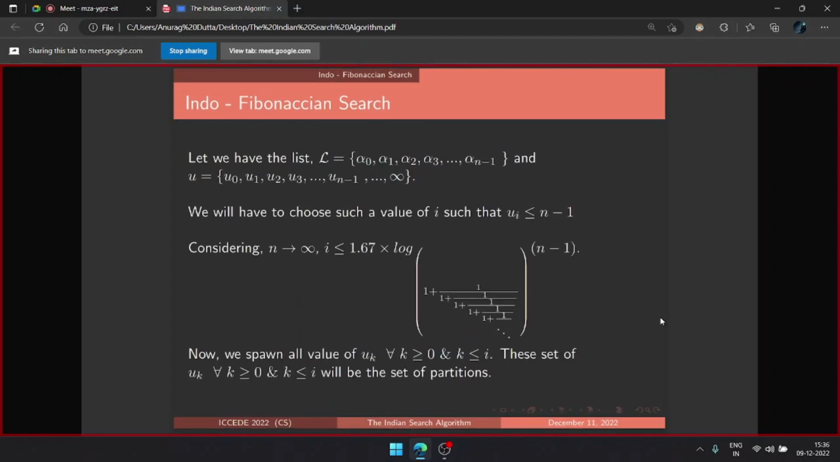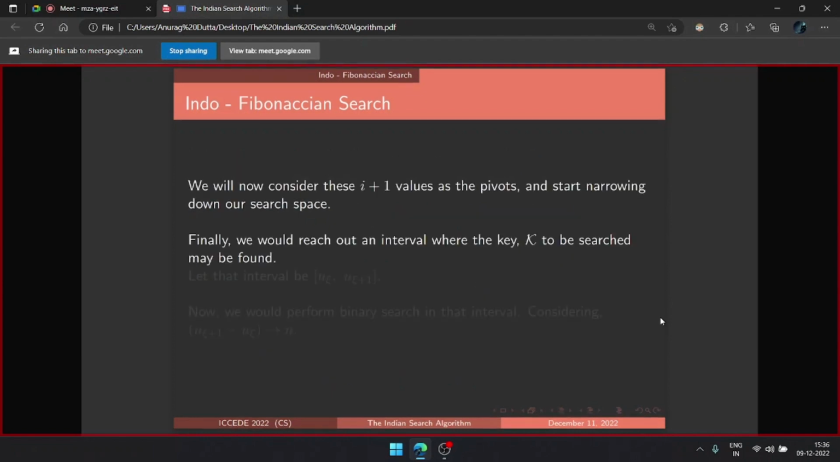And now let we have again the same kind of scenario. In this case, if we consider n tending to infinite, we could say that i would be less than or equal to 1.16 times this particular logarithmic value. If we spawn all the values of uk, then this would be the set of partitions like the previous Indo-Palian search. We could consider these i plus 1 values as the pivots and start narrowing down our search space. Finally, we could reach an interval where the key k is to be searched and found.